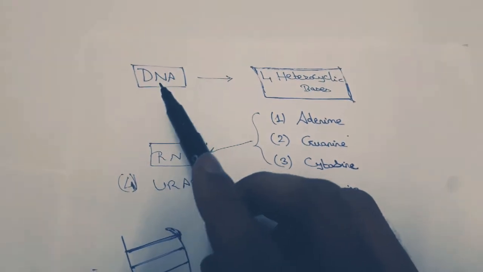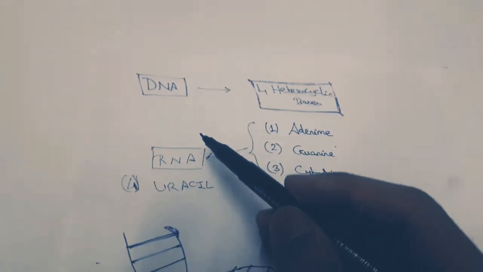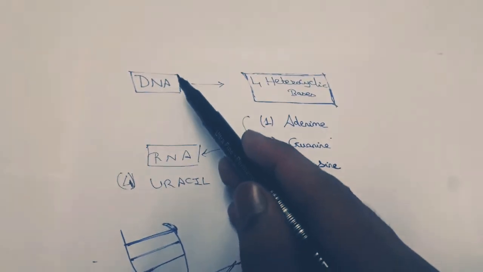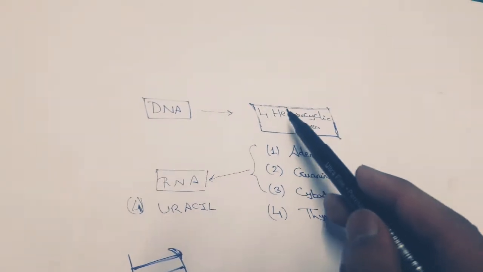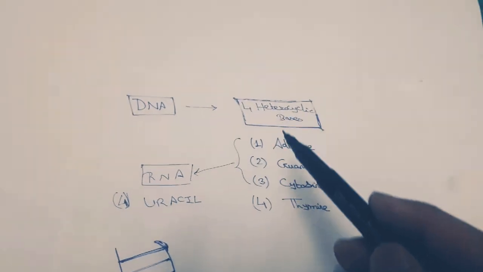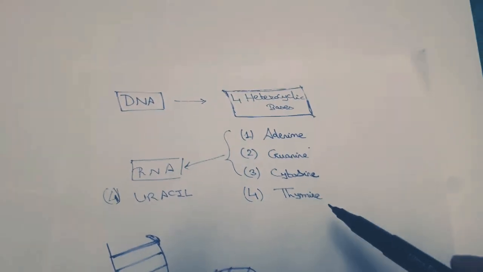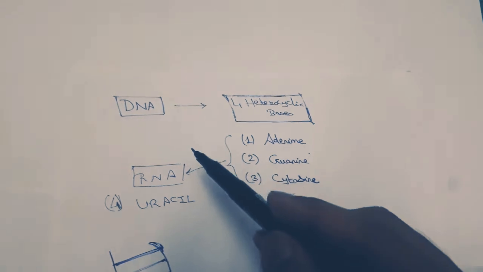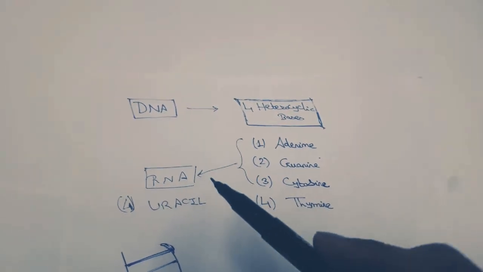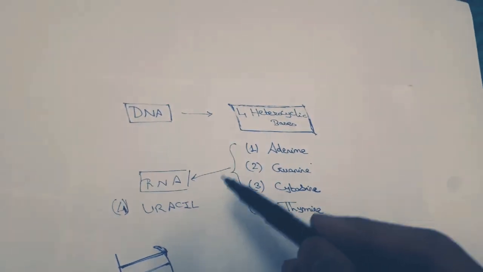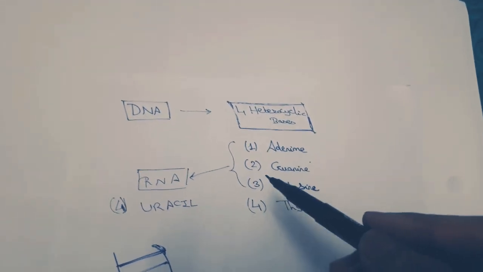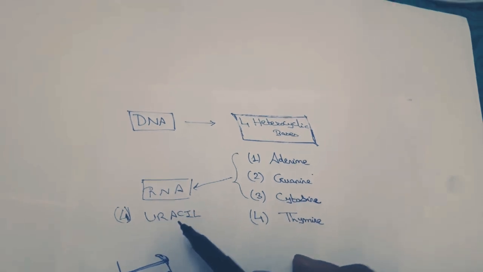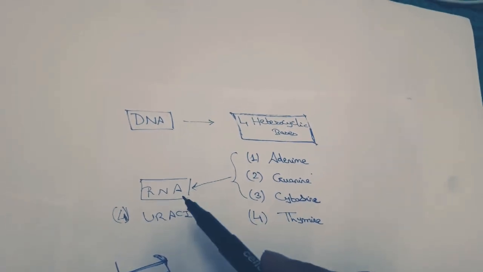First of all, let's have some basic information on DNA. So what is DNA? DNA is the main hereditary factor of any organism. DNA comprises four heterocyclic bases: adenine, guanine, cytosine and thymine. The only difference between DNA and RNA is that the rest of the three, adenine, guanine and cytosine, are the same. The only difference is uracil and thymine. RNA contains uracil and DNA contains thymine.